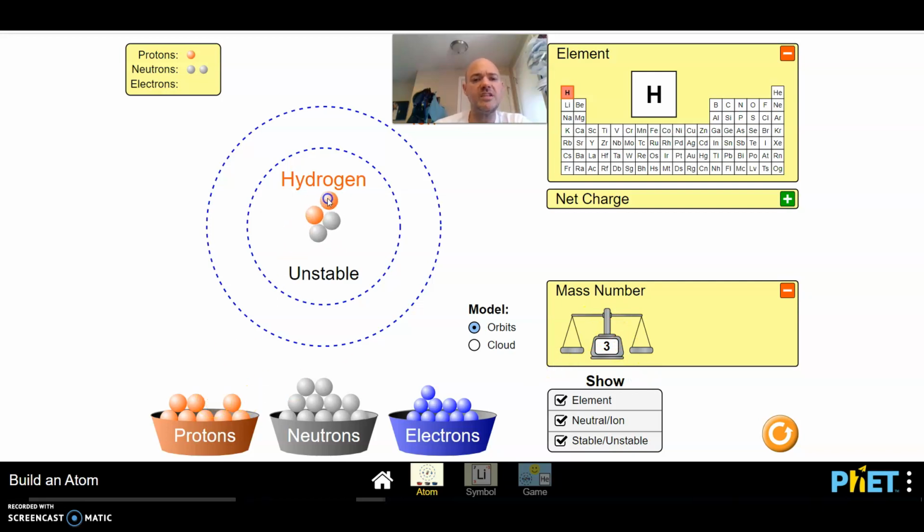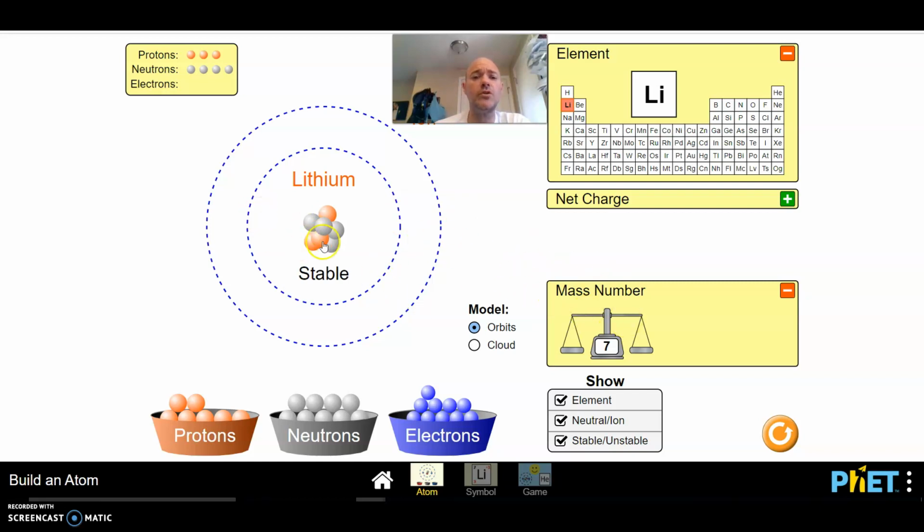So I'm just going to keep adding protons and neutrons and think about this. So I've got lithium now. Lithium is unstable with a mass number of 5. If I add another neutron, it becomes stable with a mass number of 6. I can add another one, and it is still stable with a mass number of 7.